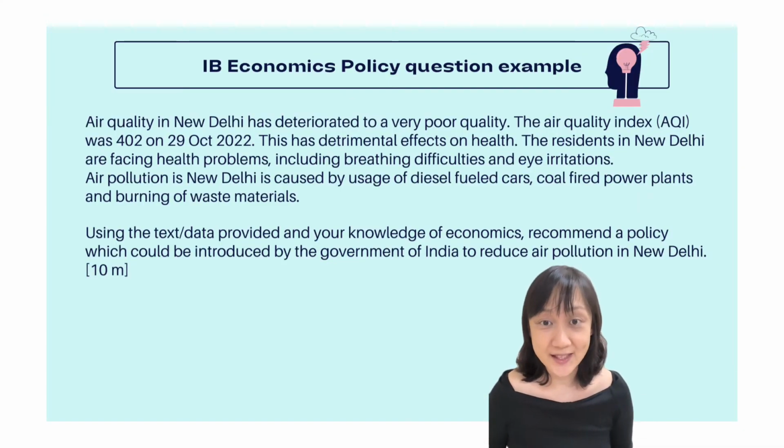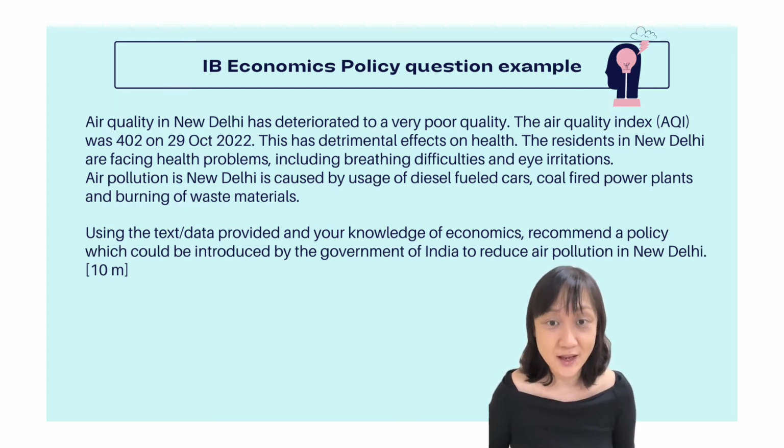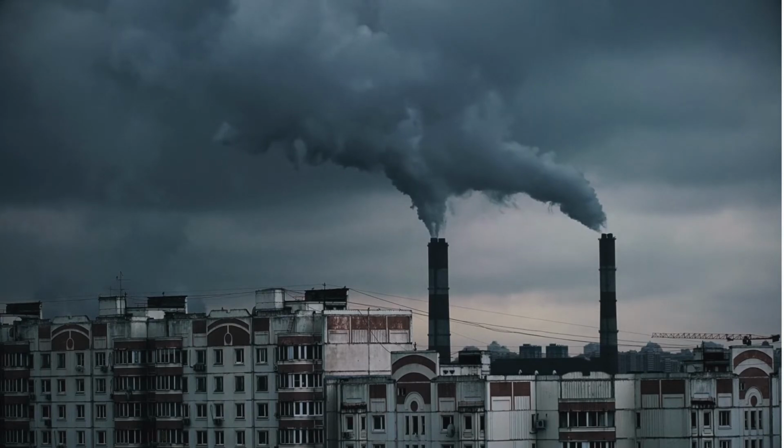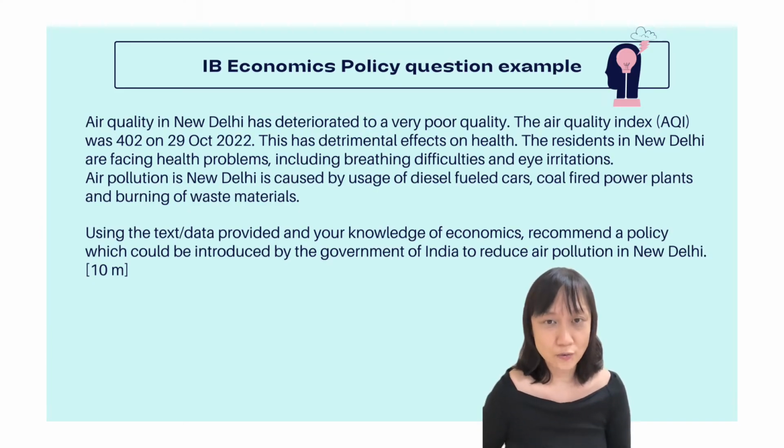I'm going to show you an example of how to answer the Paper 3 policy question. In this example, the air quality in New Delhi has deteriorated to a very poor quality and has caused many problems for the residents, which includes breathing problems as well as eye irritations. Air pollution in New Delhi is mainly caused by diesel-powered cars, coal-fired power stations, and burning of waste materials. In this question, you are supposed to use the data and the text provided to come up with one policy. One policy, just remember, it's just one policy that can help to solve the problem of air pollution in New Delhi.